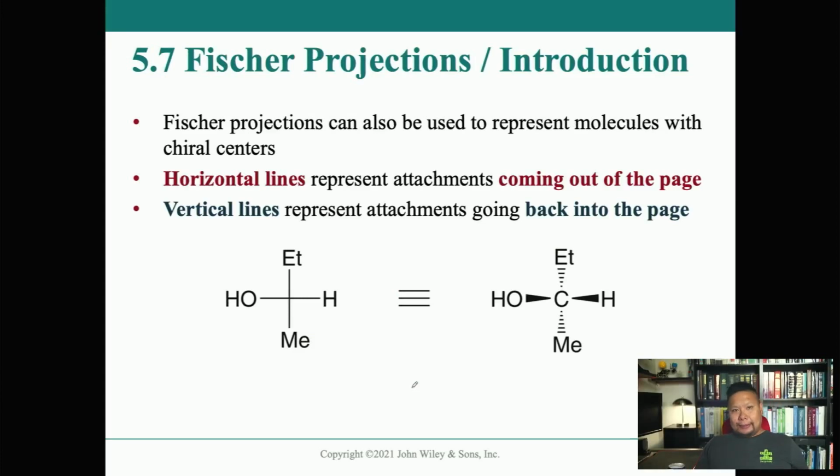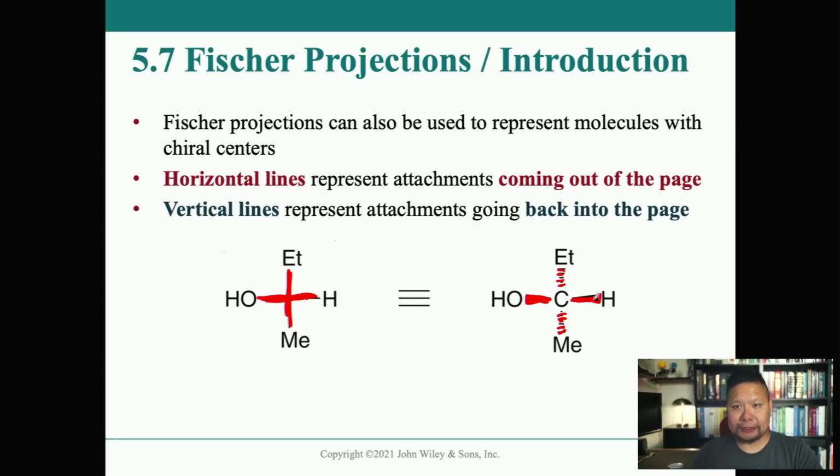Okay, now we're going to talk about Fischer projections. So there are multiple ways of drawing molecules, right? And we already encountered Fischer projections before when we were talking about drawing sugars. In a Fischer projection, if it's going up and down like that, it means that constituent is going into the back of the paper. If it's going horizontal, left to right like that, that means the constituent is coming out towards you, okay?